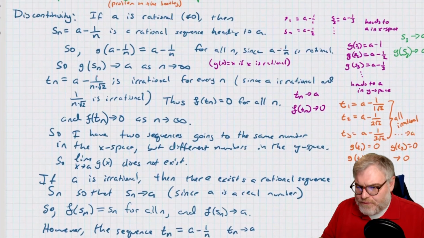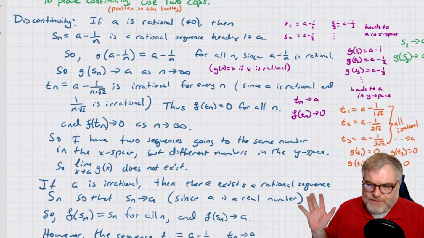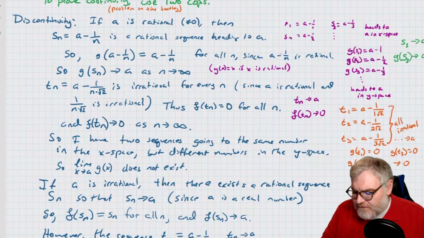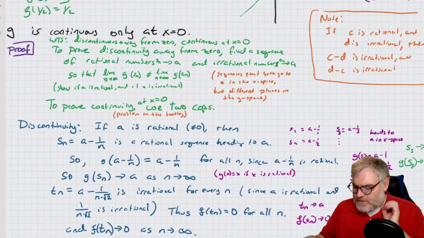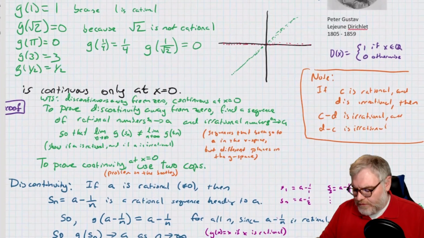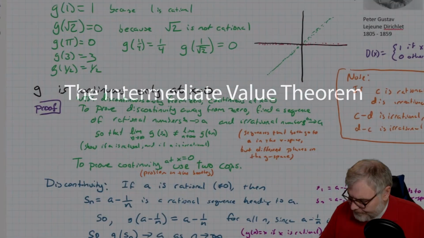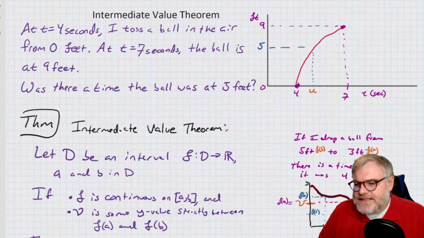This right here, this proof that it's discontinuous, is horrible. I would never put something like that on the test or quiz, but it's very interesting. This idea that I have a function that goes to exactly one point. That's kind of cool. All right, let's get back to this.